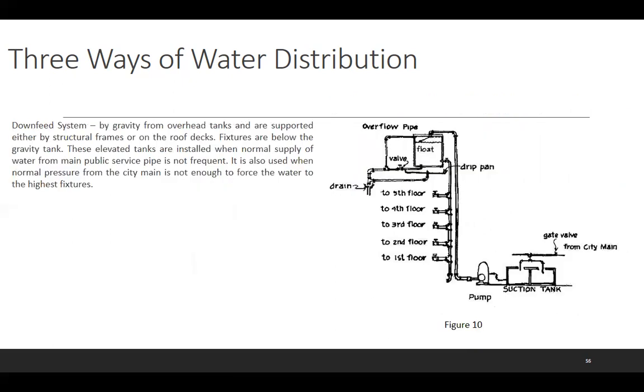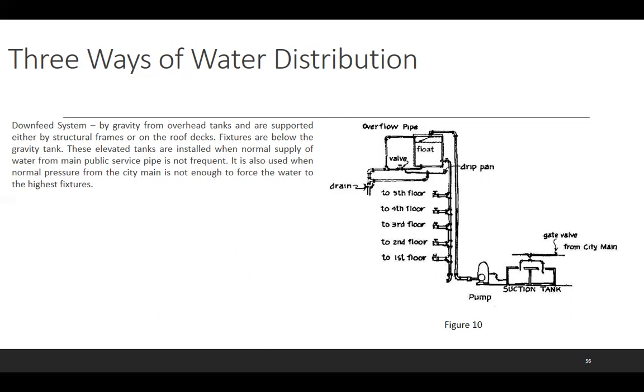Downfeed. Downfeed systems supply water by gravity from overhead tanks, which are supported either by a structural frame or on top of the deck. Fixtures are below the gravity tank. The elevated tanks are installed when the normal supply of water from the main service tank is not frequent.